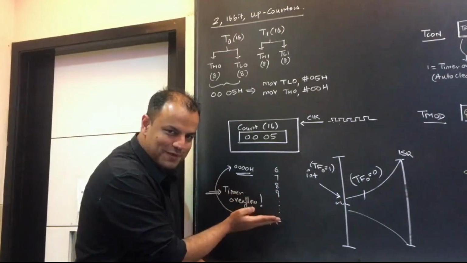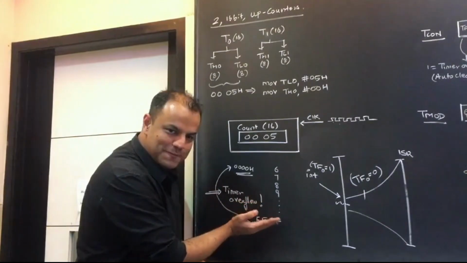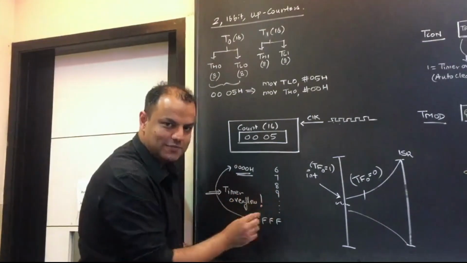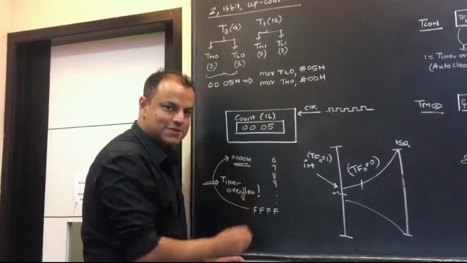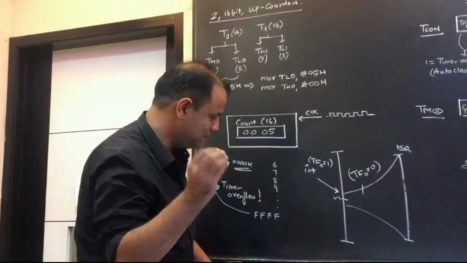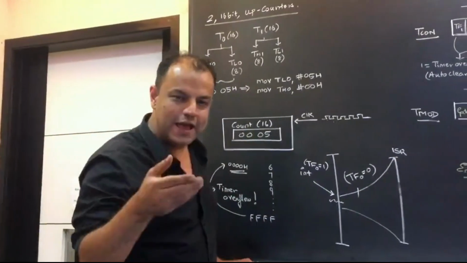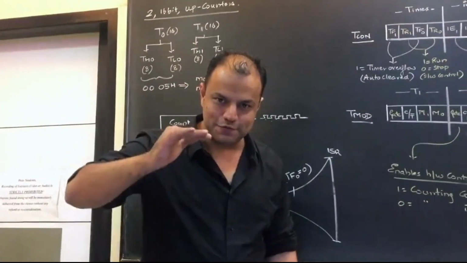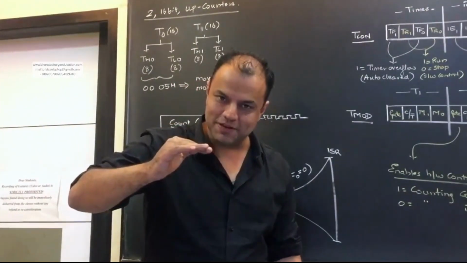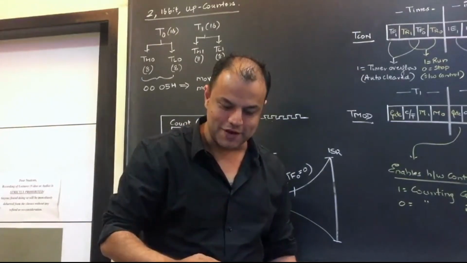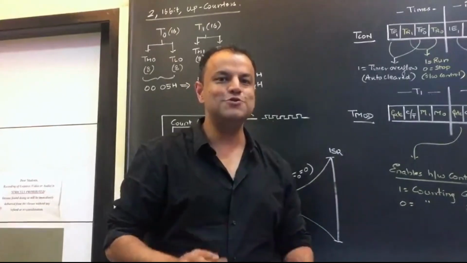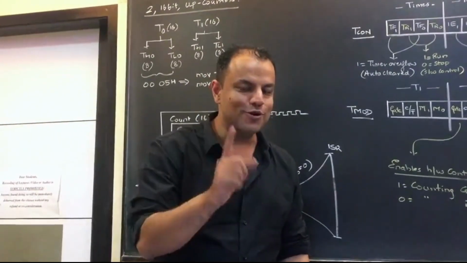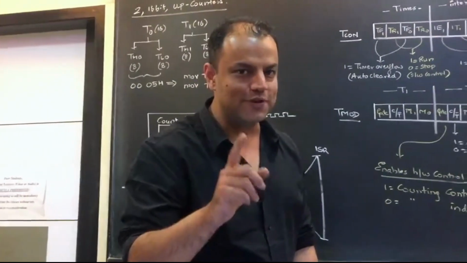No, it's not FFFF minus 5. It is FFFF minus 5 plus 1. FFFF minus 5 plus 1. Why like this? Because if you load FFFF minus 5, then after 5 pulses, you will reach FFFF. That means on the 6th pulse, you will overflow. That means you are counting 6 pulses. You wanted to count 5 pulses. That means you've given a wrong count.